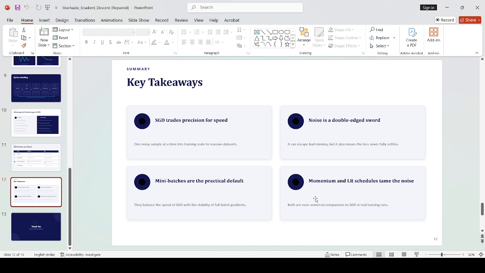Learning rate schedules and momentum further improve training stability and convergence. These optimization techniques are fundamental components of almost every modern deep learning model.